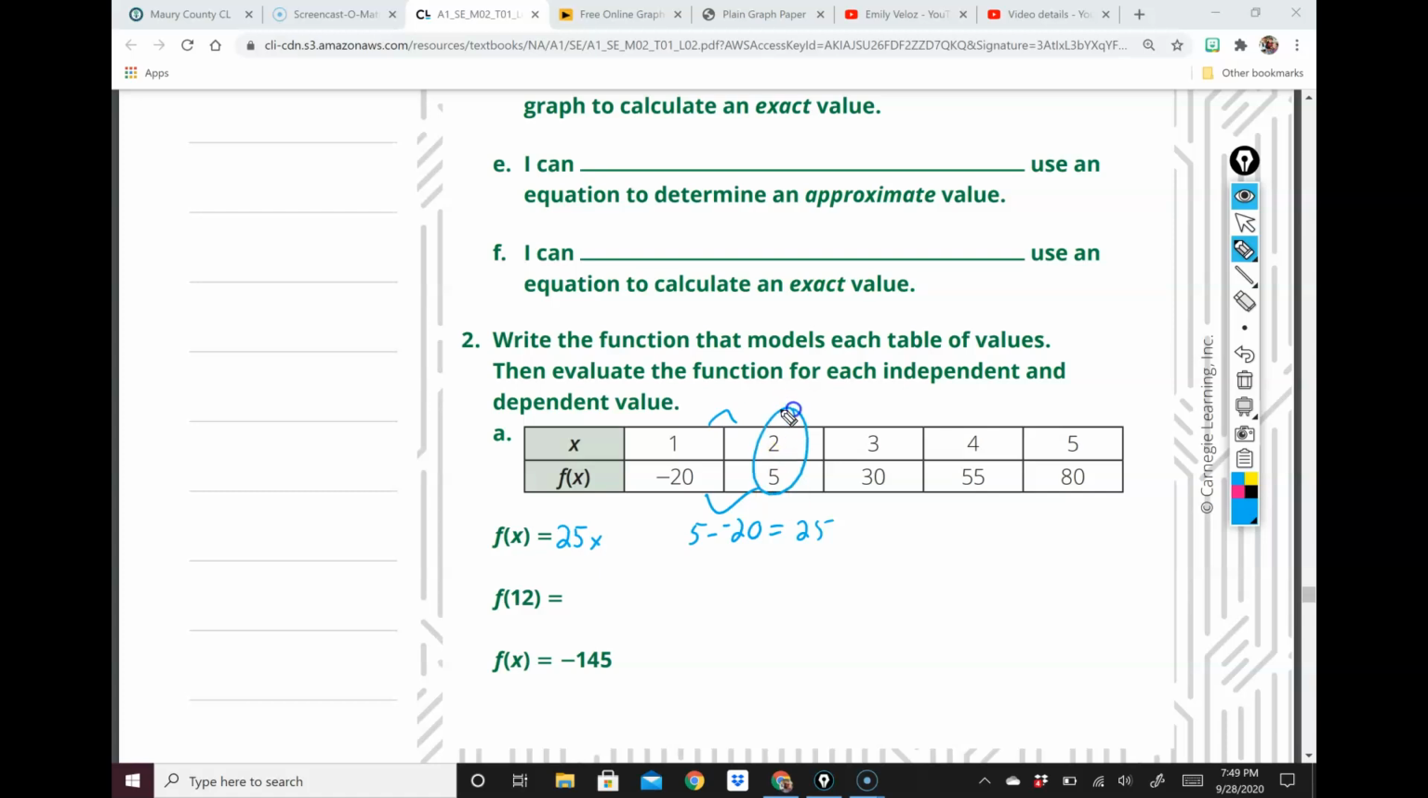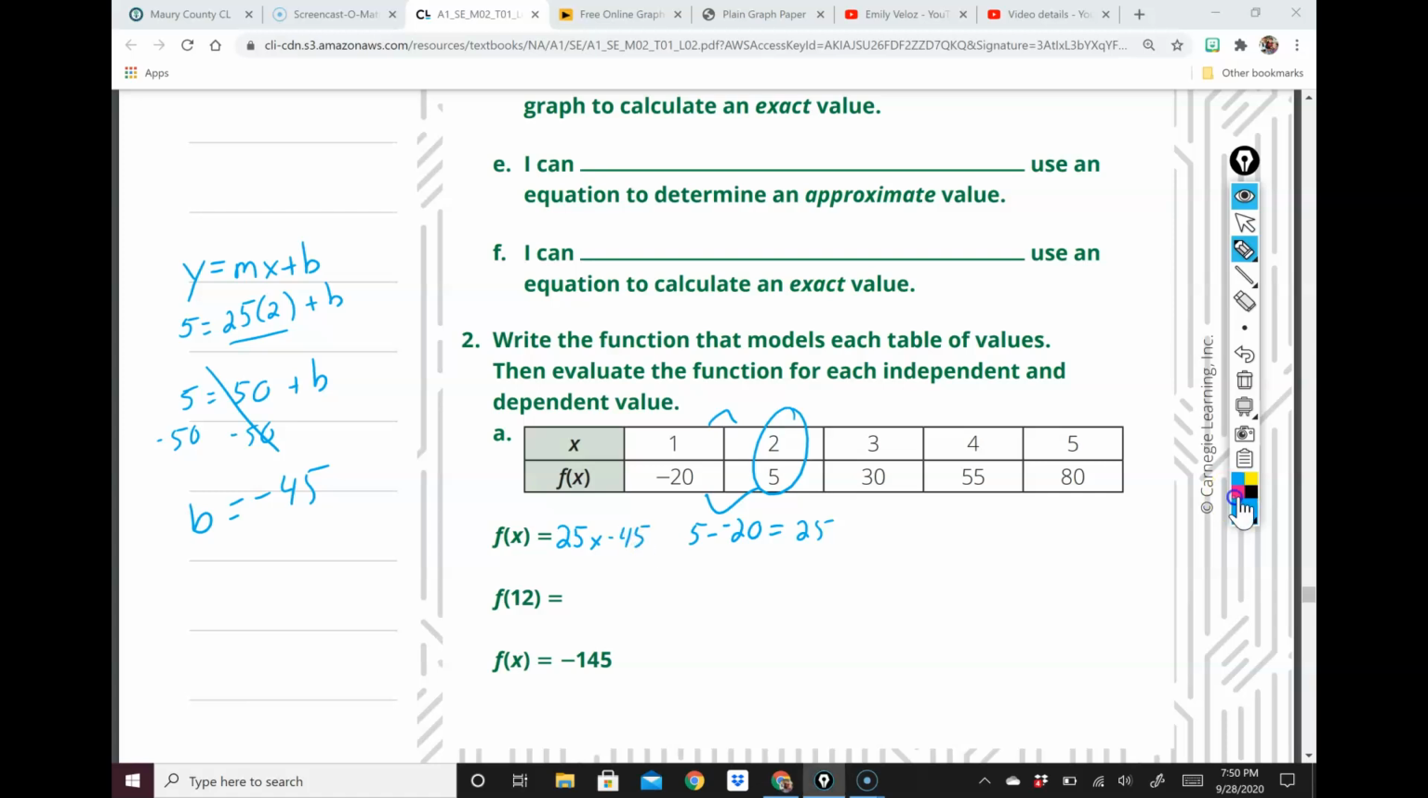So if I use one of these points, y equals mx plus b, and I'm going to use my 5 for the y. My slope I said was 25. And I'm going to plug in 2 for x, and I'm going to solve for b. So 2 times 25 gives me 50. Subtract 50 from both sides, and b actually gives me negative 45. So there's the equation that I'm going to use.